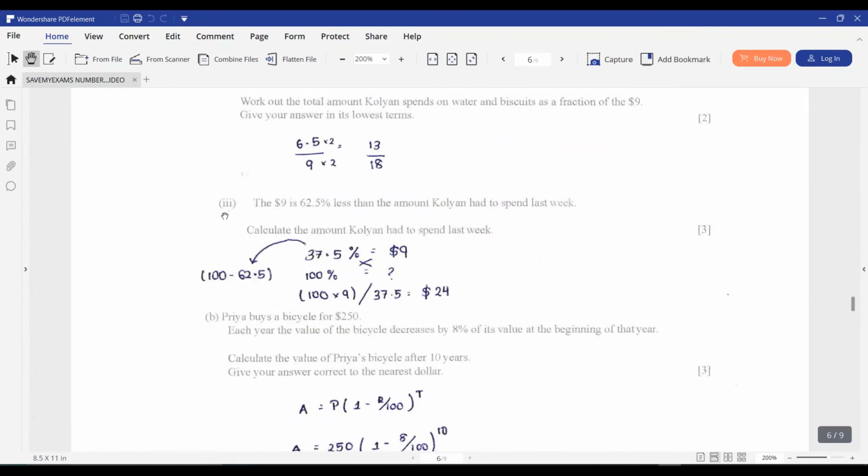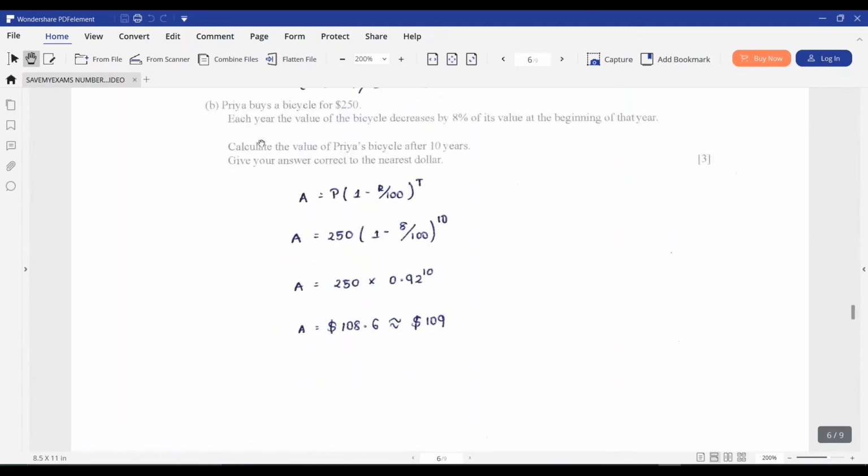Part 3. The $9 is 62.5% less than the amount Kolyan had to spend last week. Calculate the amount Kolyan had to spend last week. So we would take first 100 minus 62.5. We would get 37.5%. This means that $9 is only 37.5% of the actual price. So what is 100% of the actual price? Cross multiply, so 100 times 900 divided by 37.5 is $24.